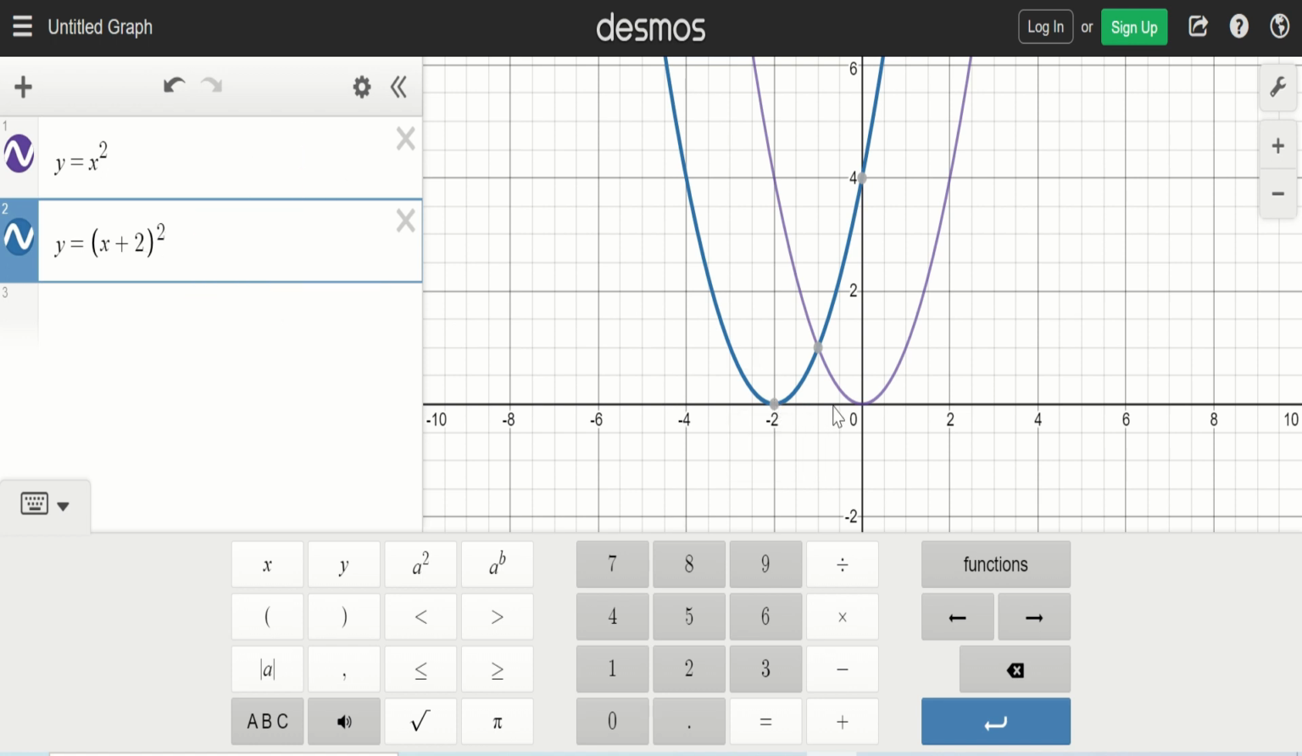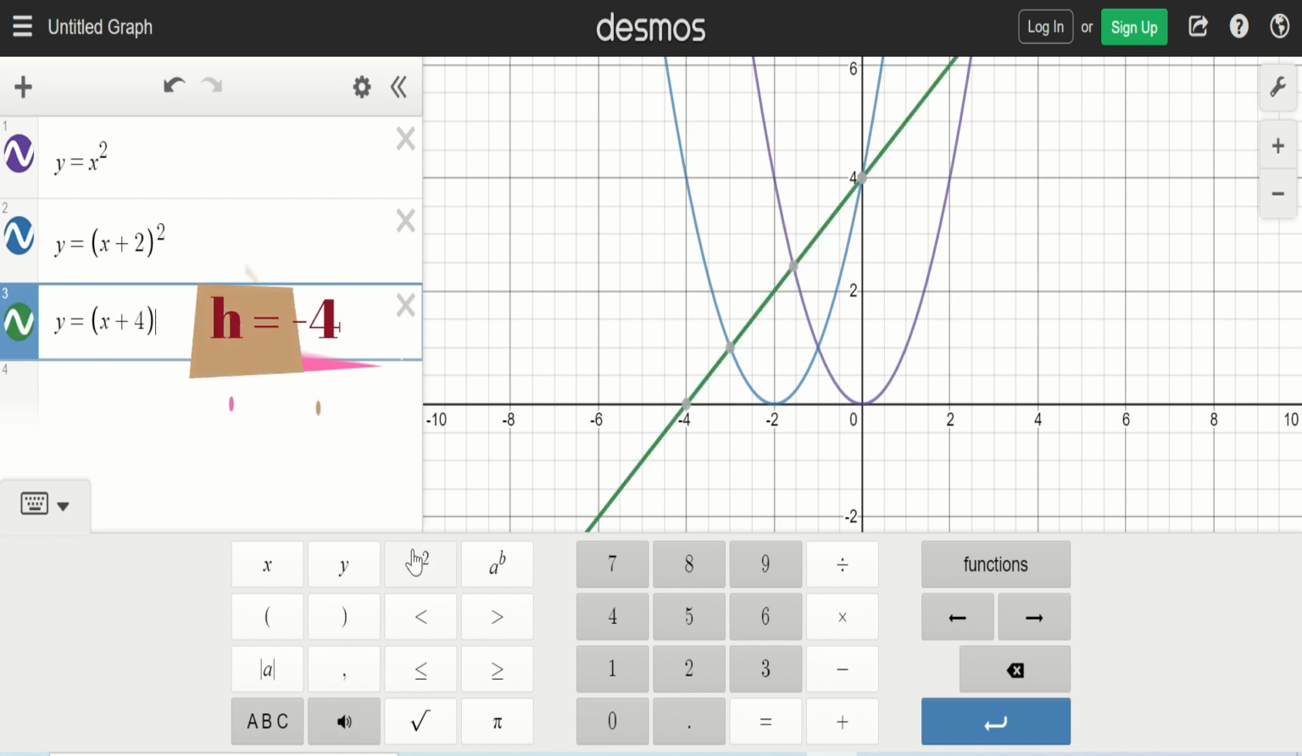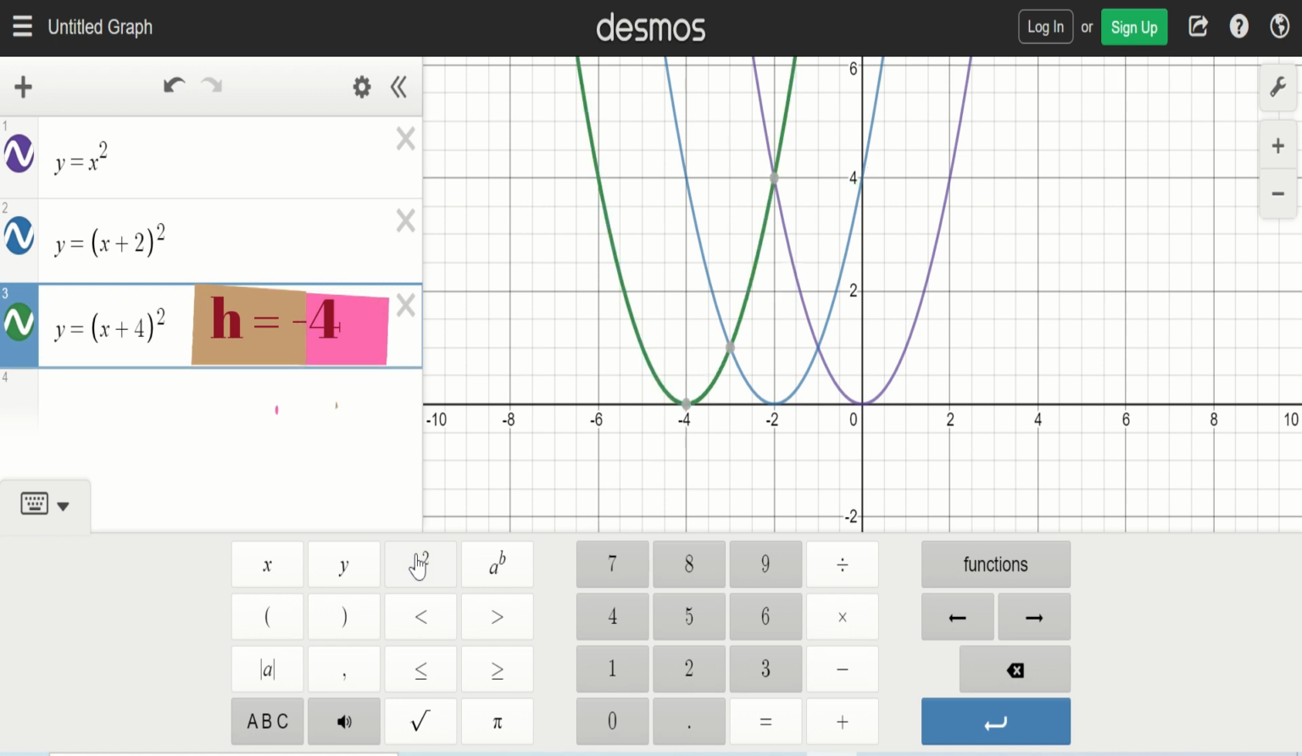Since our h is equal to -2, it moves 2 units to the left of our parent graph. So let us have another one. What if our h is equal to -4? Then our function will be y is equal to the square of x plus 4, in which h is equal to -4. So you see, the graph moves 4 units to the left of our parent graph.